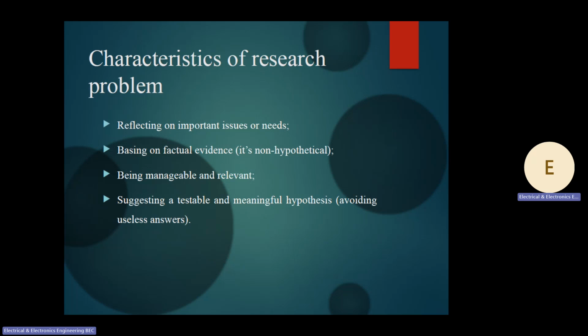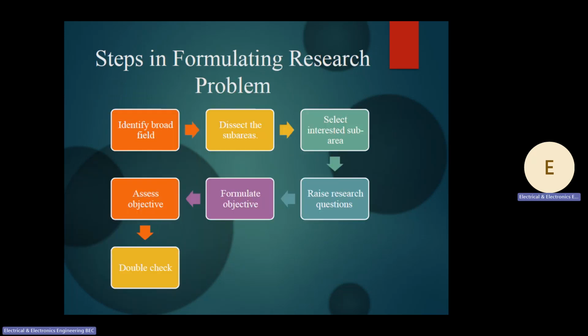These are the characteristics of a research problem, what we have said now: reflecting on important issues or needs. See, research should be helpful to society, practical society, and should be manageable, avoiding useless answers. These are the steps in formulating the research problem.